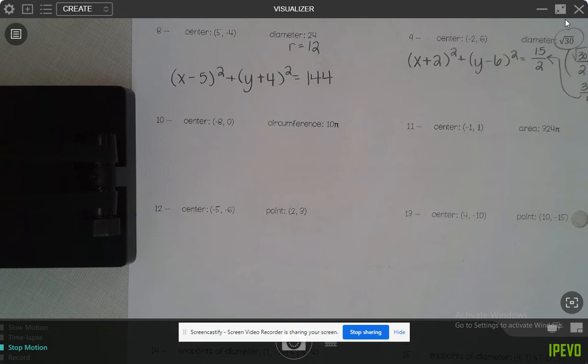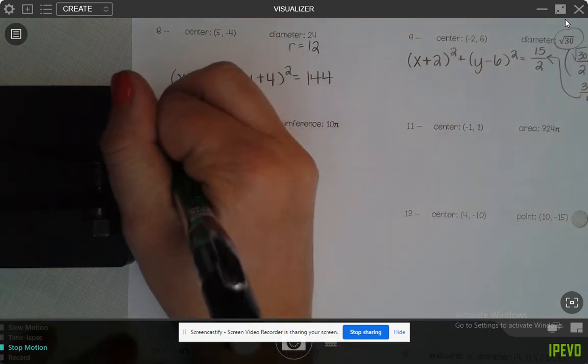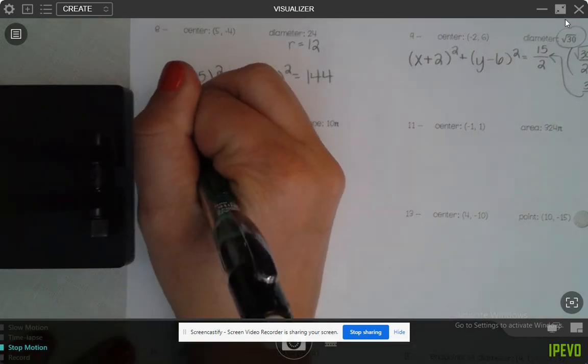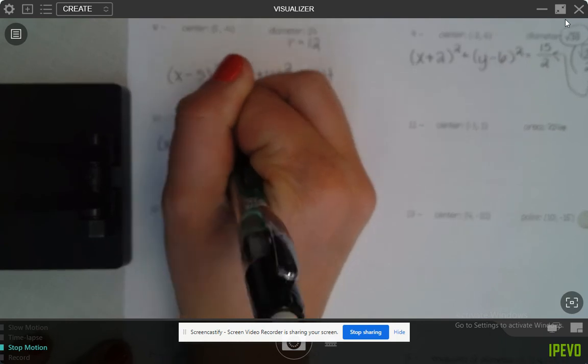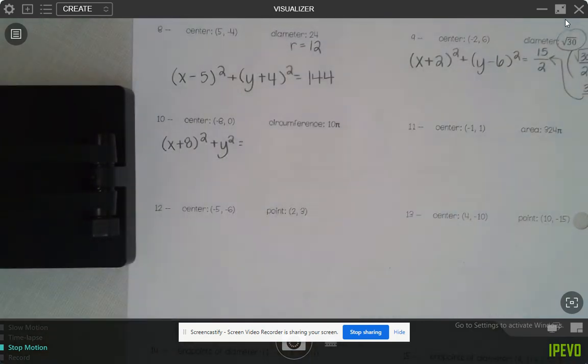He knows how to do the first part, but he didn't know how to get the radius. No, I had the answer. I had 7.5. I'm talking about this one. How do I find the radius?